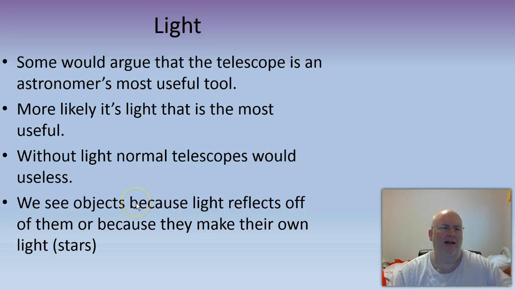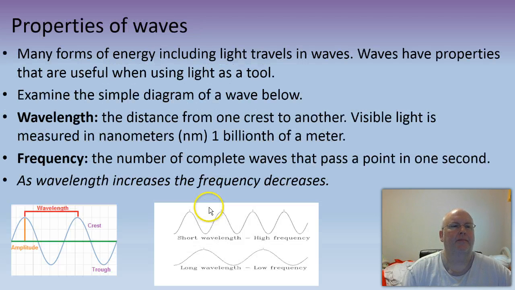Remember that we see any object, whether it's in space or right in front of you, because light reflects off of that object. That allows us to see. Without light, obviously we can't see because there's no reflection of that object. So if stars make their own light, then we can analyze that light from Earth, and we're going to see how to do that just in a minute.